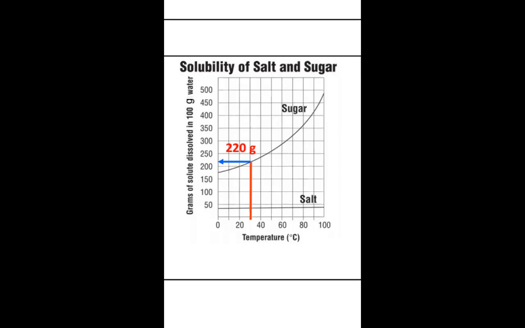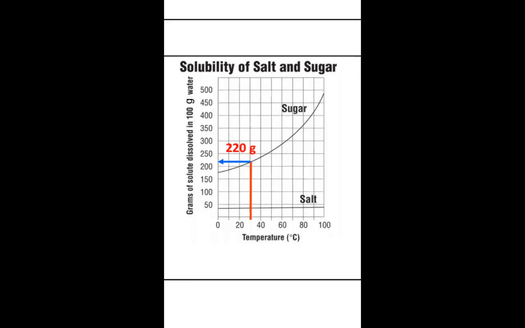So this tells us that at 30 degrees Celsius, the mass of sugar, or the mass of salt, that is going to saturate the given solution is just 220 grams. So we can use this logic to get information about a saturated solution from a given solubility curve.